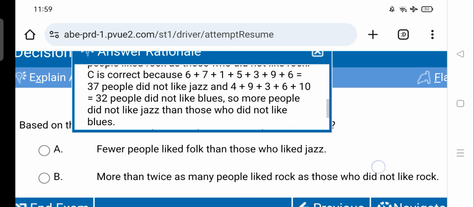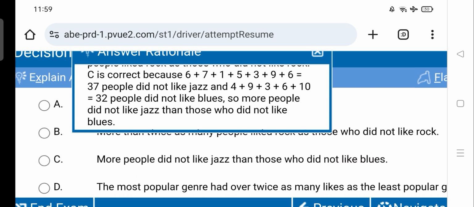Then we have option C, which is correct because 6 plus 7 plus 1 plus 5 plus 3 plus 9 plus 6 equals 37 people who did not like jazz, and 4 plus 9 plus 3 plus 6 plus 10 equals 32 people that did not like blues. So more people did not like jazz than those who did not like blues.